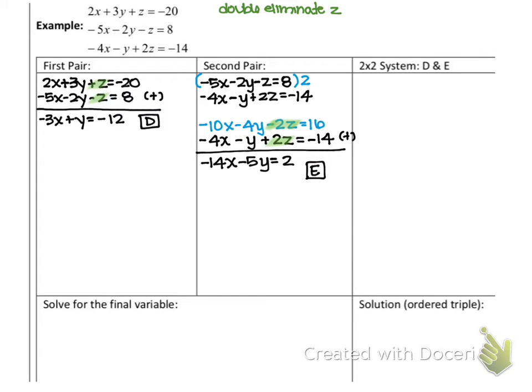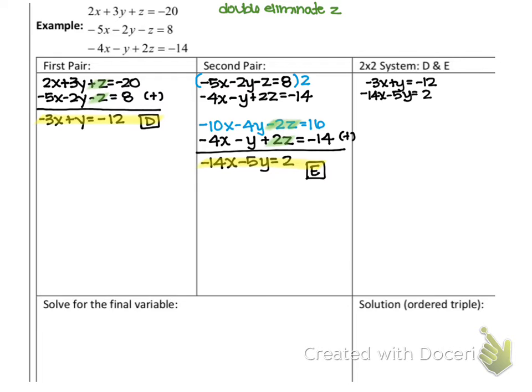Now, if you look, if we did this correctly, the two equations that we created, D and E, now have the exact same variables in them. They both have either x's and y's or x's and z's or y's and z's. Now we should be able to continue kind of like we did previously. So I'm just going to copy those down. I've got my negative 3x plus y equals negative 12. I'm not doing anything to them yet, I'm just copying them over. Negative 14x minus 5y is equal to 2.